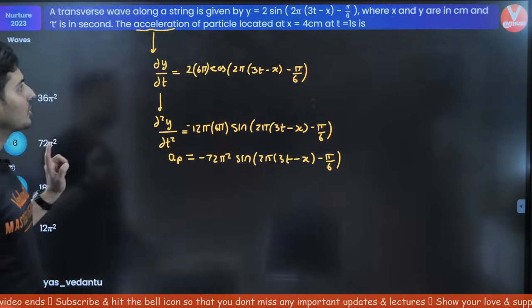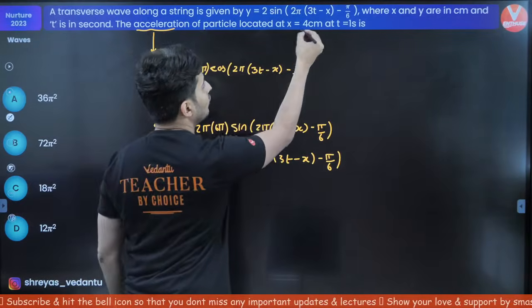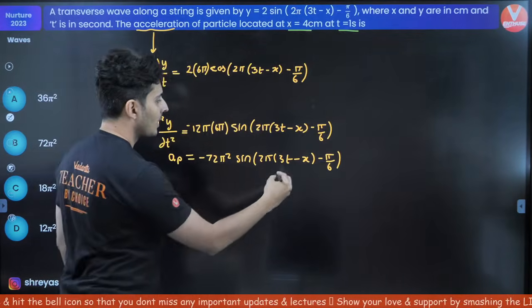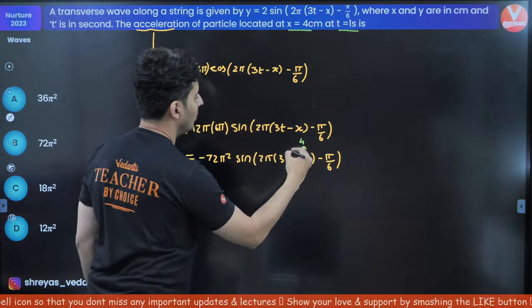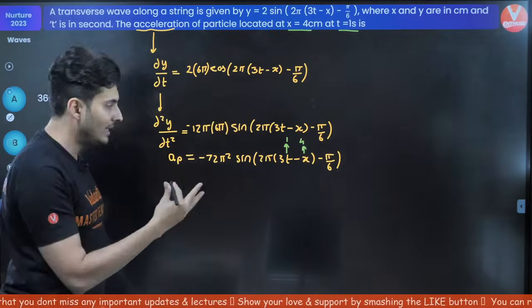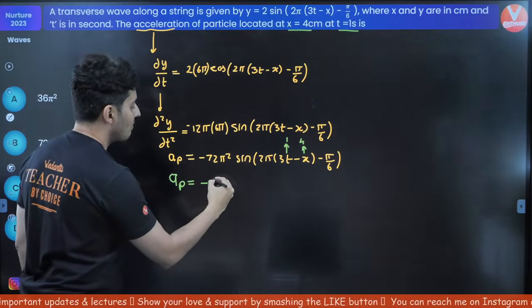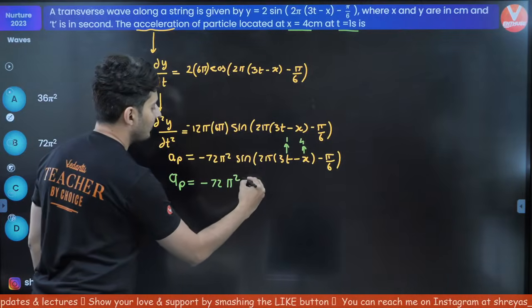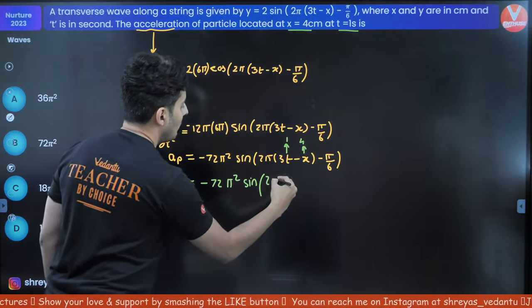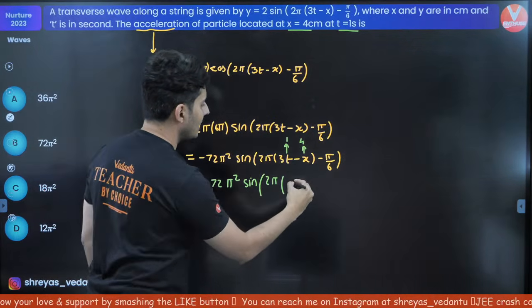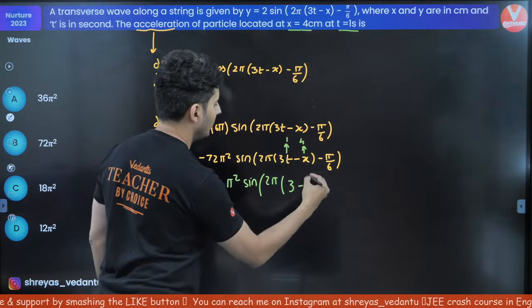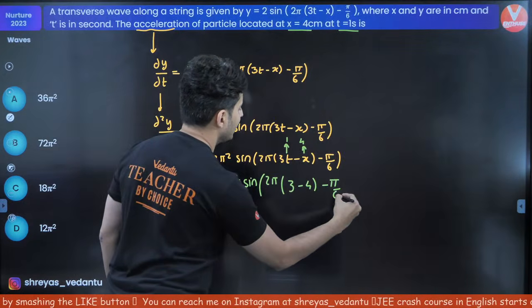Now comes the actual question. At x equals to 4 and t is equal to 1. So x should be put as 4 and t should be put as 1, and let's see what we get. So AP, acceleration of the particle, will be minus 72 pi square sine of 2 pi 3 minus 4, interesting, minus pi by 6.